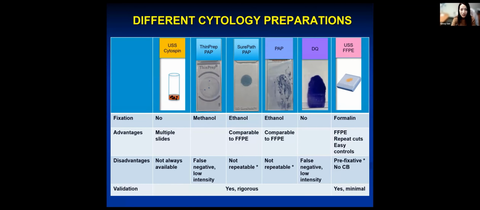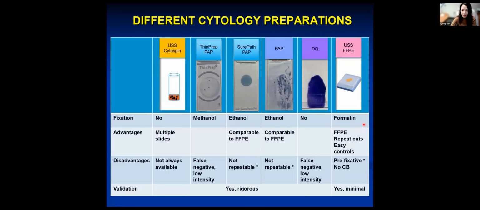So what are the different cytology preparations? This slide basically illustrates various cytology slide preparations, including liquid-based methods such as ThinPrep and SurePath, and Papanicolaou stained smear slides and Diff-Quik stained slides, as well as unstained slides prepared from cell pellet using cytospin or using formalin-fixed paraffin-embedded cell blocks. And fixatives used for each of these different preparations will include methanol for ThinPrep, ethanol for SurePath and direct Papanicolaou stained slides, and also formalin for cell block.